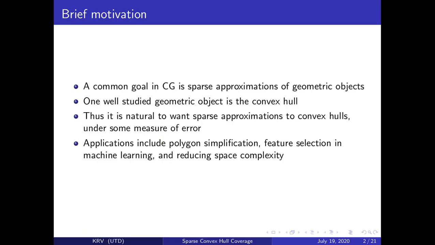For a brief motivation, a common goal in computational geometry is sparsely approximating geometric objects. One well-studied object is the convex hull. So it's natural that people would be interested in sparsely approximating convex hulls for some measure of error. Applications include polygon simplification, feature selection in machine learning, and just reducing space complexity.